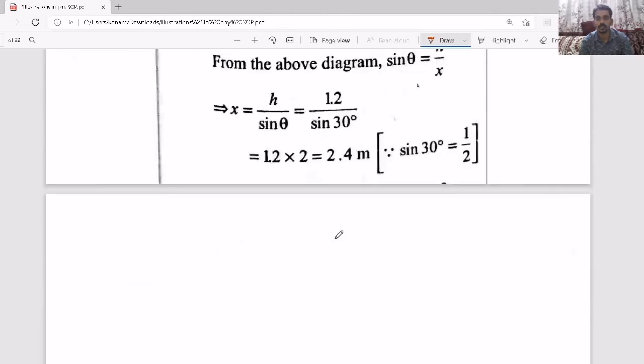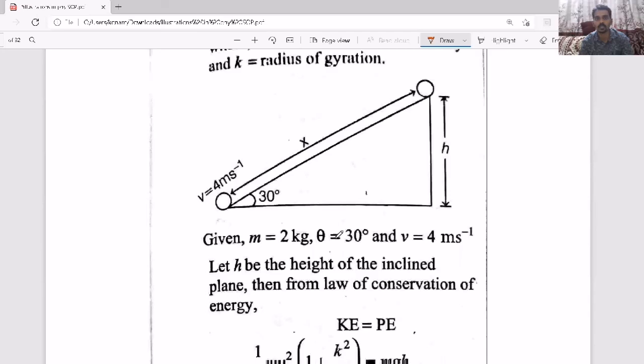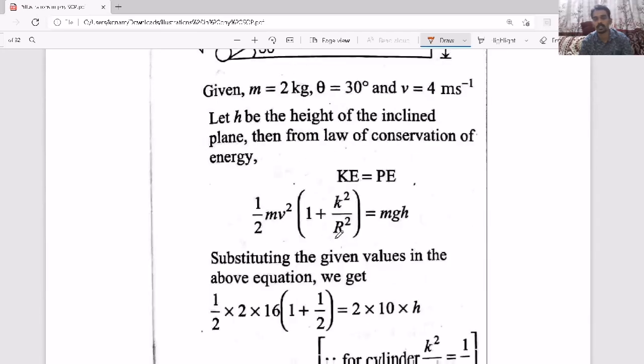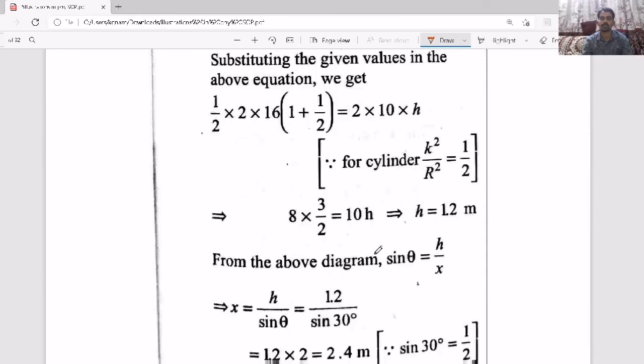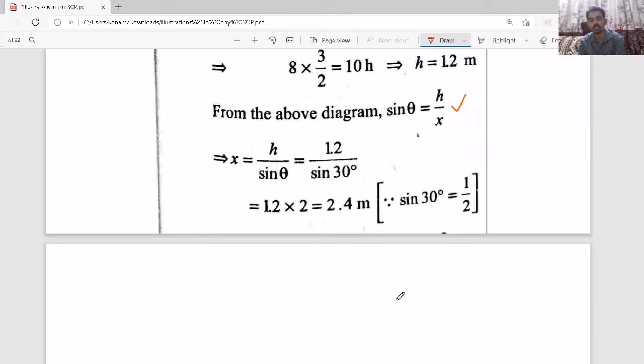Now, here I have already given the solution, so you can look at the solution. Same thing. Here they applied kinetic energy equal to potential energy, so that they found the value. Then they took sine theta equal to h by x. So in this question, they have done the solution according to what I explained.